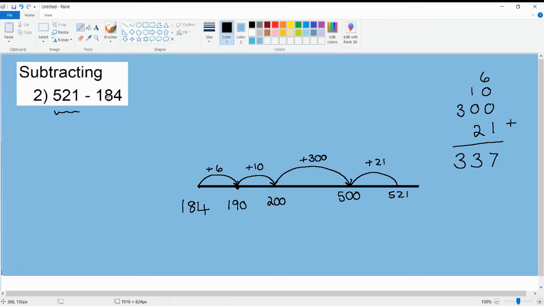So the difference between the two numbers is what we're working out when we do 521 take away 184. And from the method that we've just used, I can confirm the answer to that is 337. And that's your method.